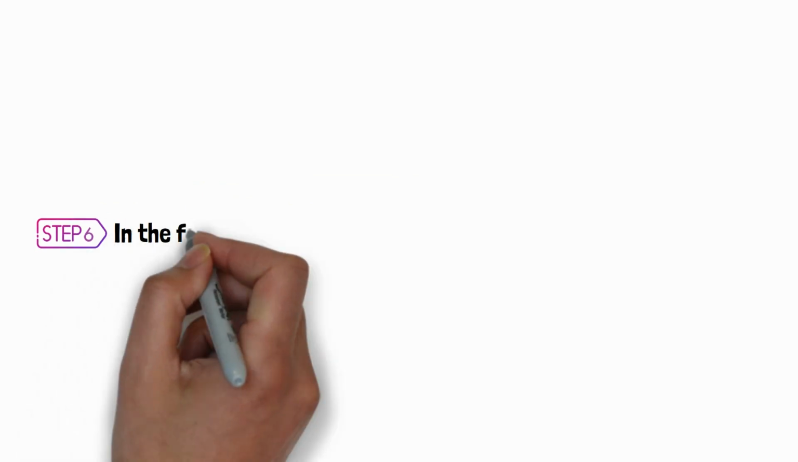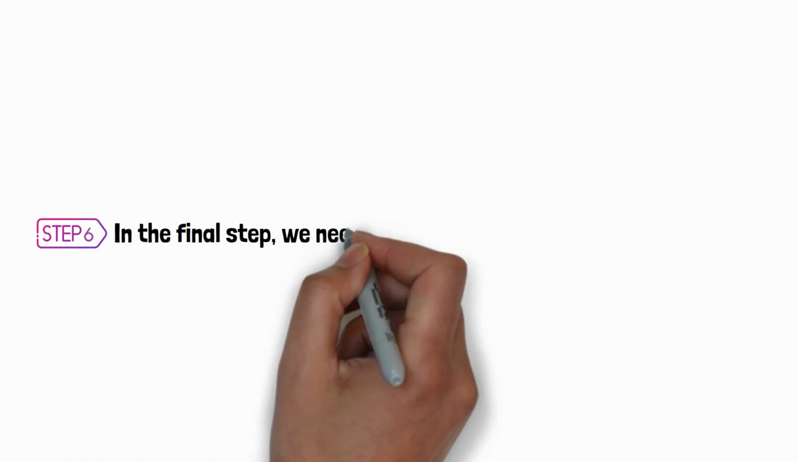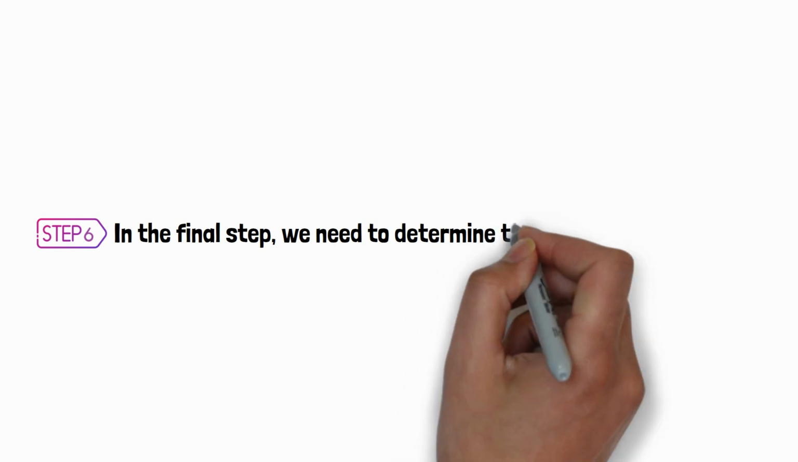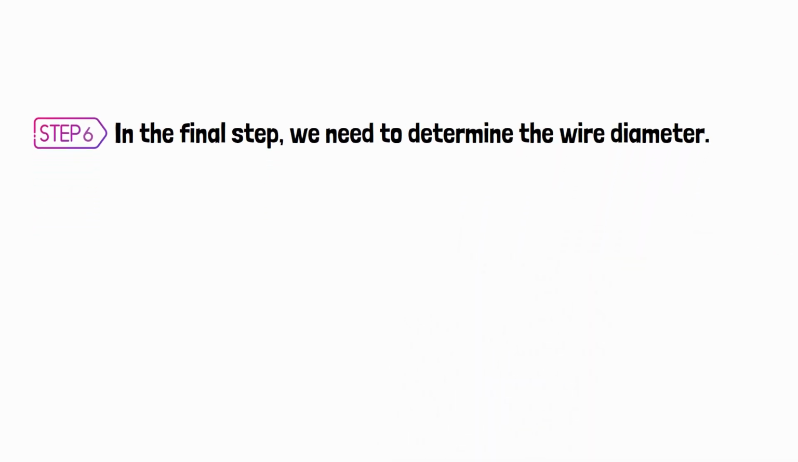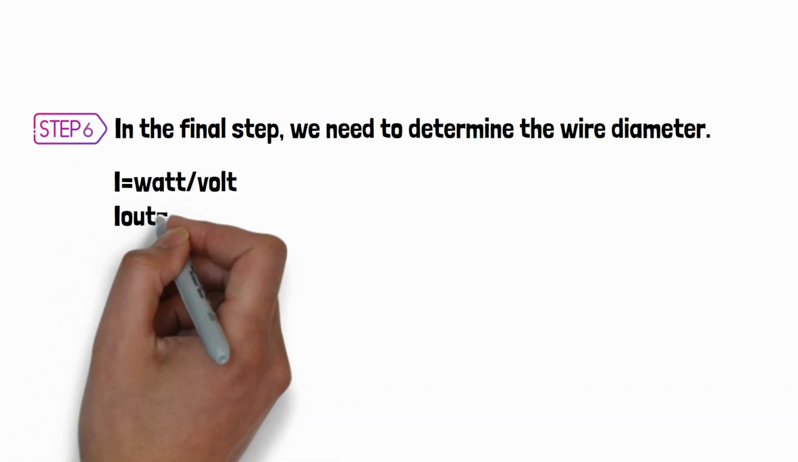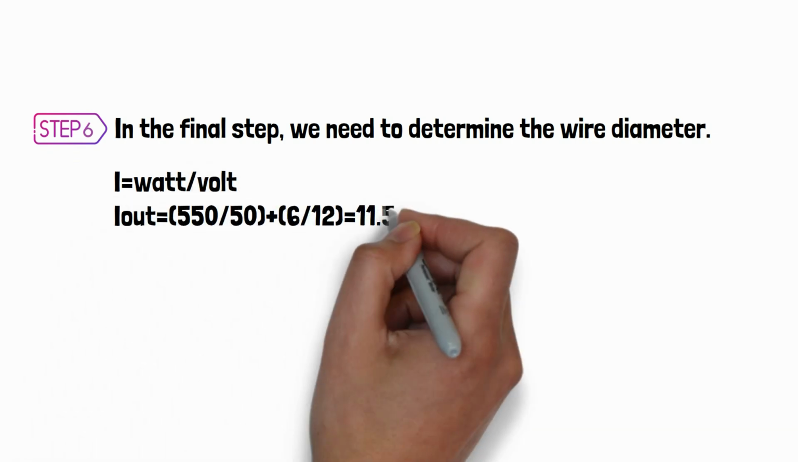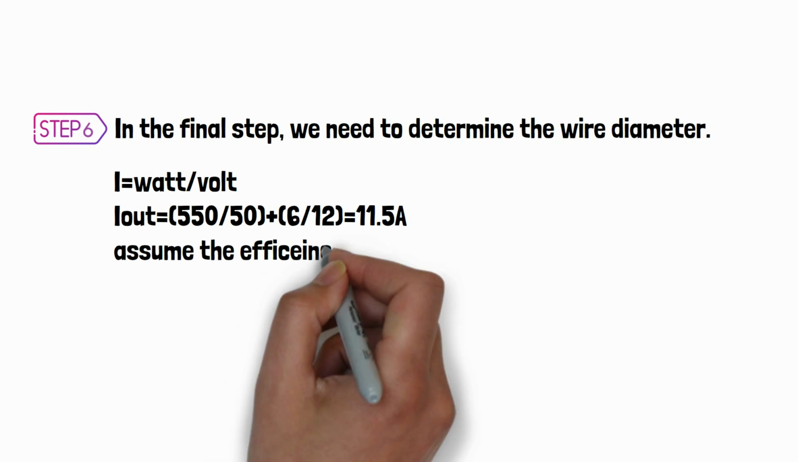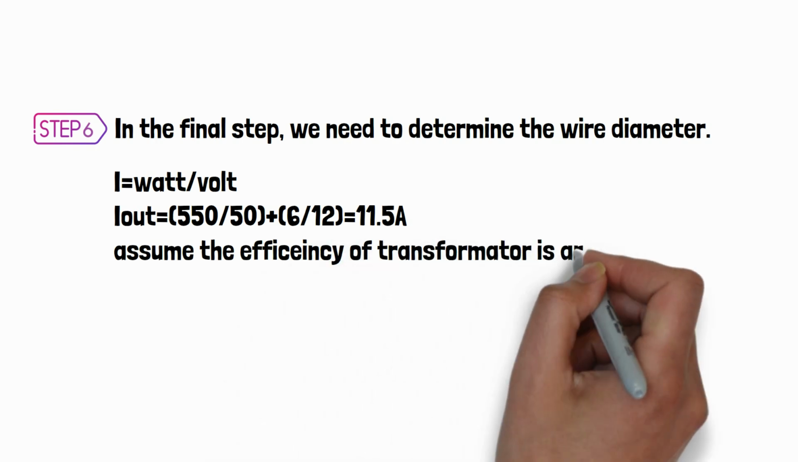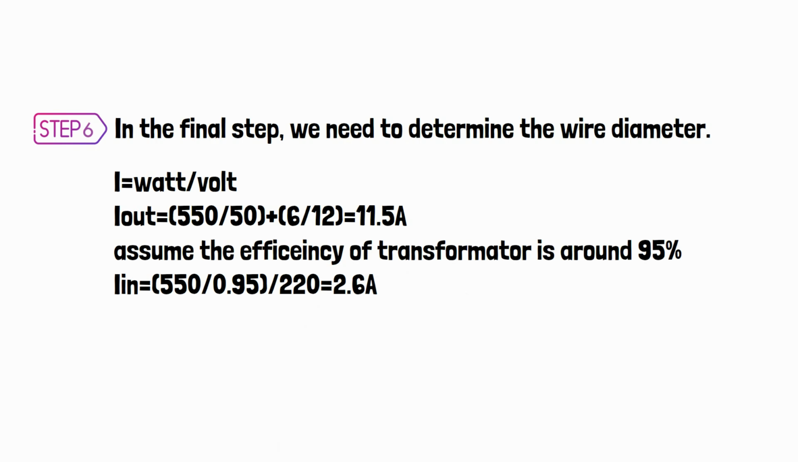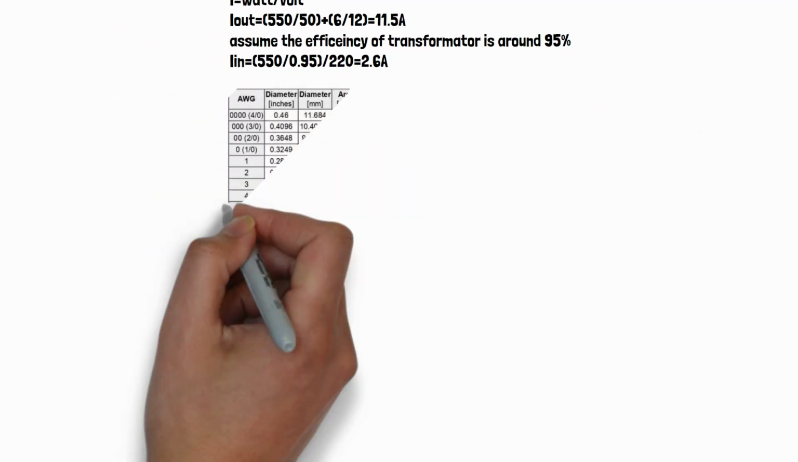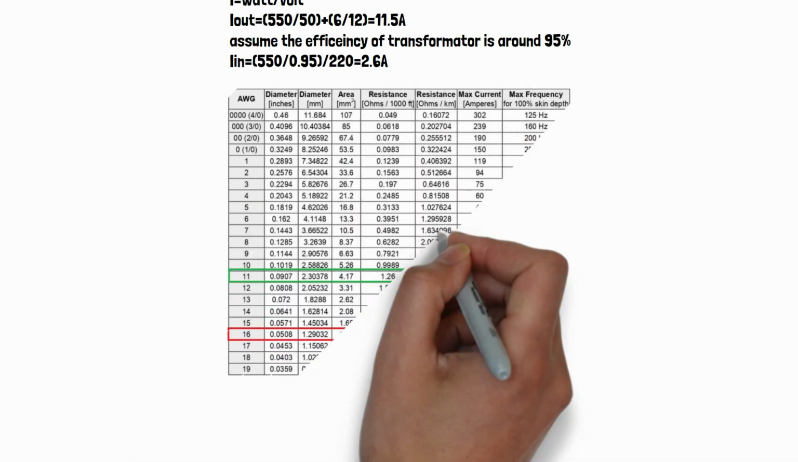Step 6. Your wire should not melt when you draw current from your transformer, so you should find the proper wire diameter for your wire. For an iron core transformer, the efficiency is around 95%. With this information, you can obtain the current of the primary and secondary, and you can select the proper wire diameter with the American wire gauge chart.